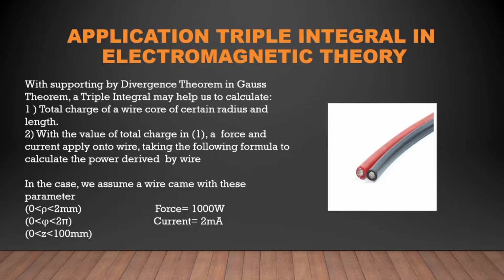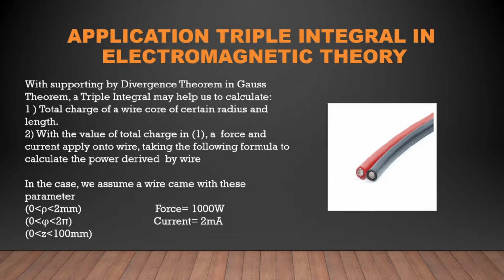Thank you. Now we will talk about the application of triple integrals in electromagnetic theory. As we all know, we are going to calculate the total charge of a wire core of a certain radius and length, and with the value of the total charge, the force and the current applied to the wire, we use the following formula to calculate the power derived by the wire, with the support of the divergence theorem, or Gauss's theorem, which relates the flux of the vector field through a closed surface to the divergence of the field in the volume enclosed.